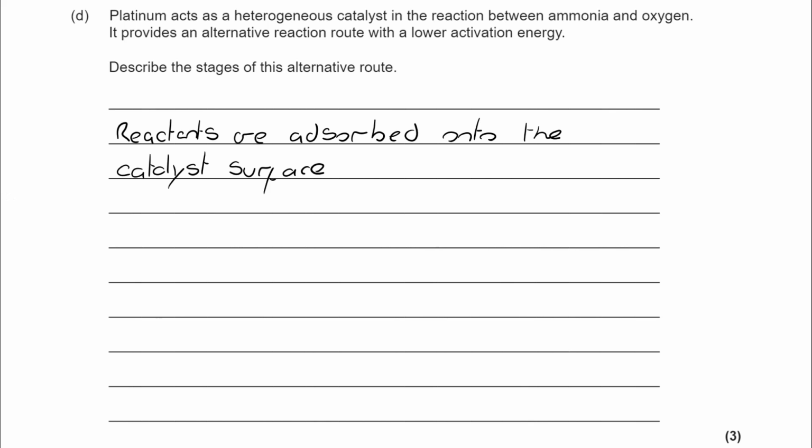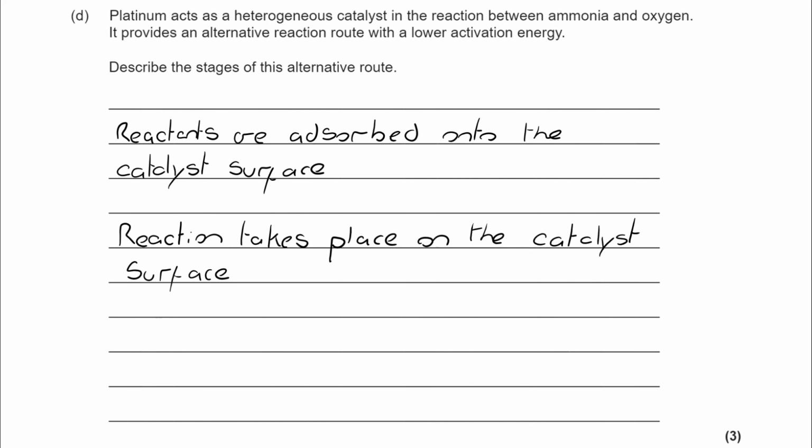First of all, the reactants are adsorbed onto the catalyst surface. Be really, really careful with that word adsorbed. Don't use absorbed. You absorb in, but you adsorb on to the surface. Now, once they are on the surface, the reactions can take place on that catalyst surface. And once the reaction has taken place, the products are desorbed from the surface. And there you've got your 3 marks.